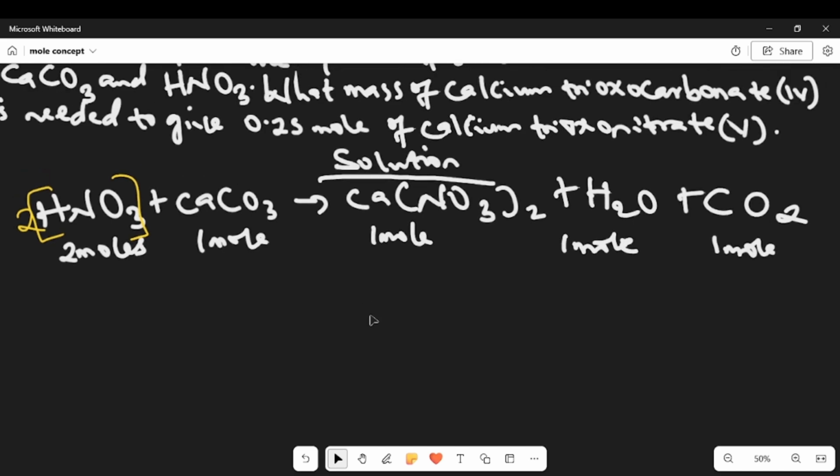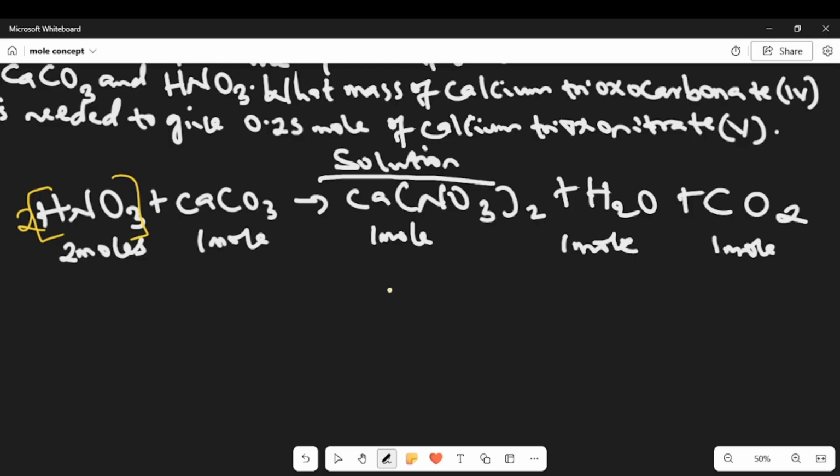Now let's solve this problem. We've realized that the number of moles of hydrogen trioxonitrate 5 is 2 moles, and it combined with, or it needed, 1 mole of calcium trioxocarbonate 4 to produce 1 mole of calcium trioxonitrate 5, 1 mole of water, and 1 mole of carbon 4 oxide. So if you followed me to this point, well done.